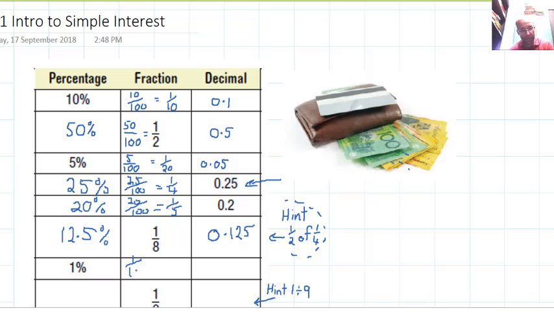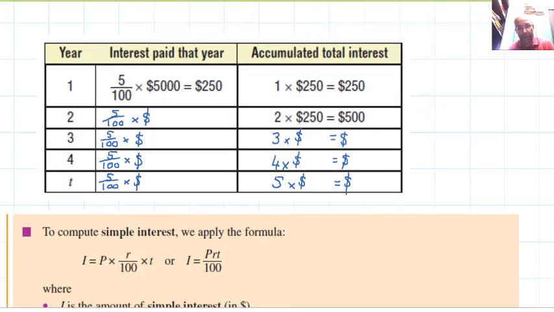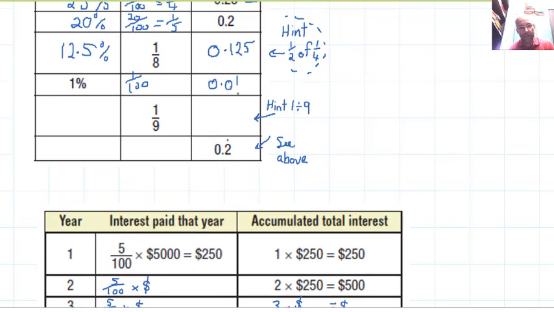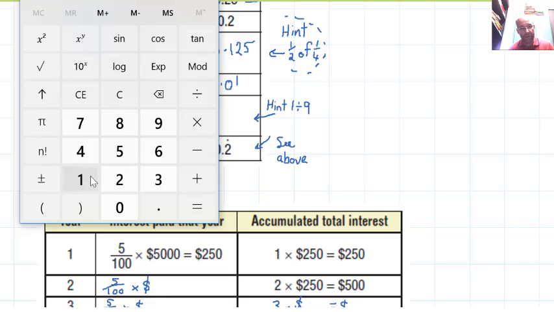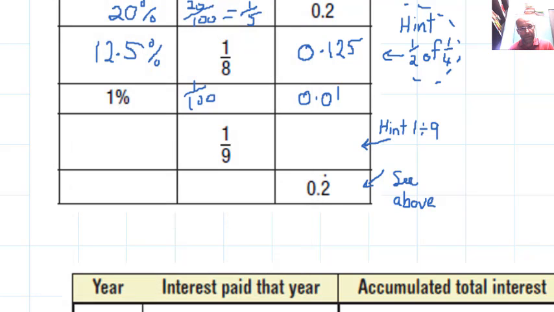1%, well, that's 1 over 100, which is 0.01. See how to go from the percentage to a decimal, we divide by 100, and to go from a decimal to a percentage, we times by 100. And this one here is a bit hard, a bit more obscure. 1 over 9. If we got 1 over 9, you can sort of cheat a little bit using your calculator on this one. I wanted you to be able to do all the others in your head. If you took up the hint, you'll get 0.1 recurring.